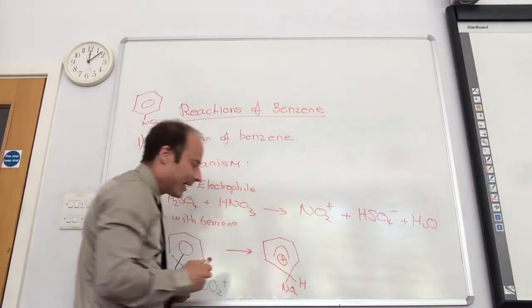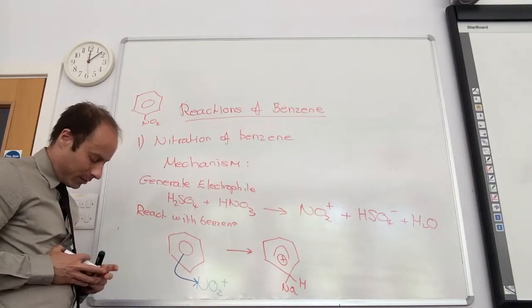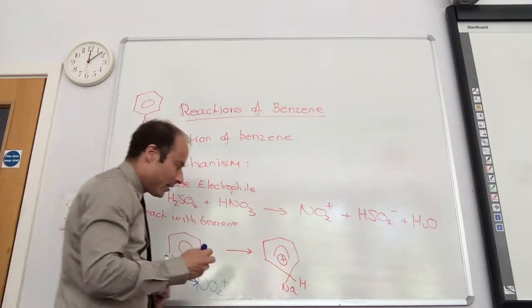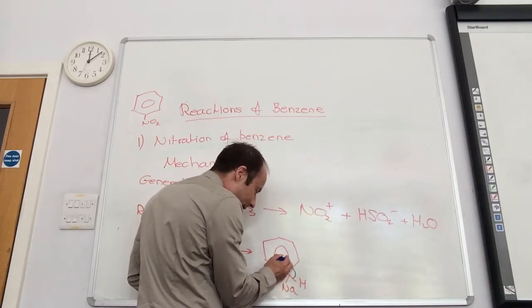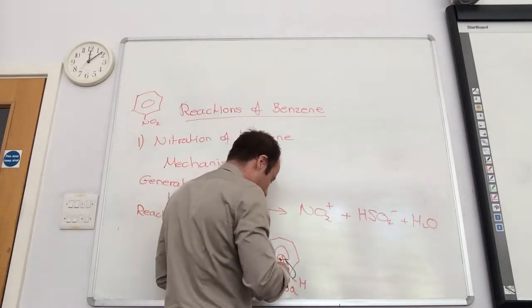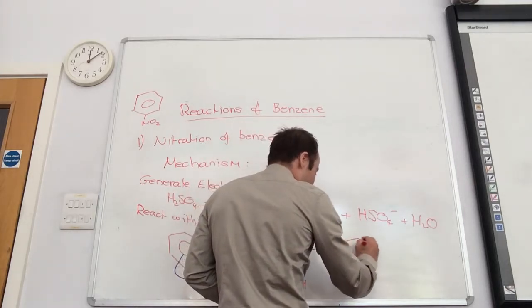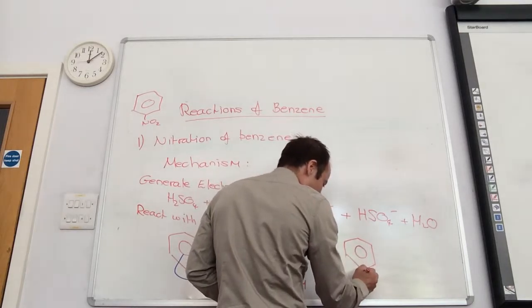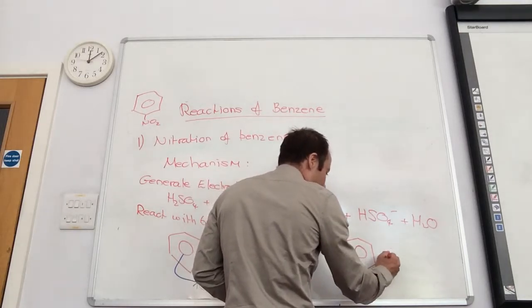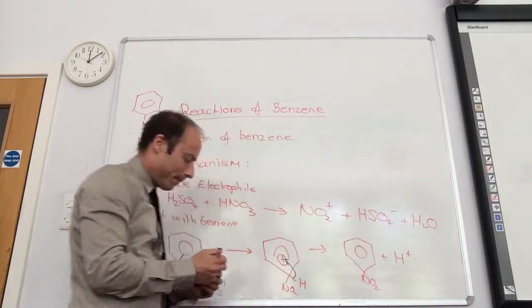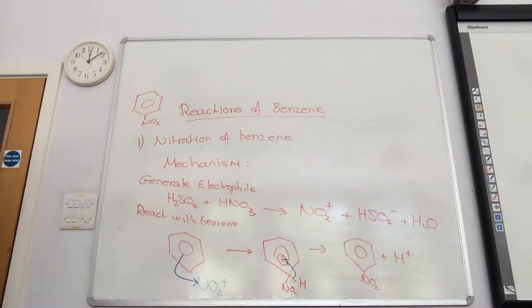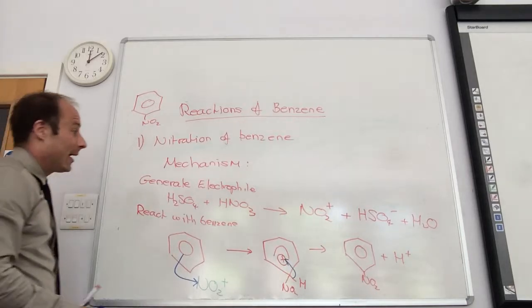So how can he be happy again? He needs to get rid of H. He does indeed. So those electrons need to go back into the ring. And they give me nitrobenzene plus H plus. So it's quite a simple reaction mechanism, really. Does that H plus go to the HSO4 minus? Yeah.